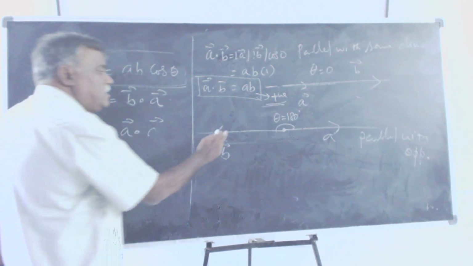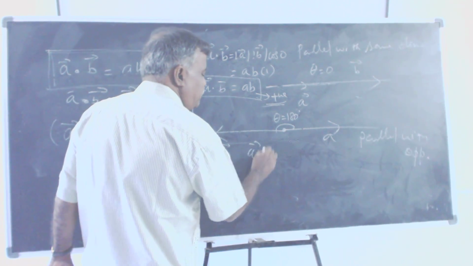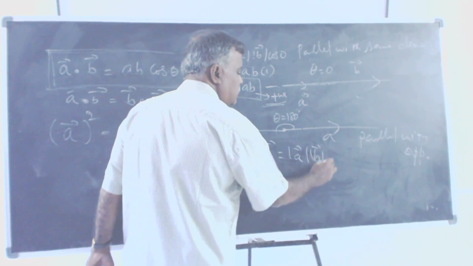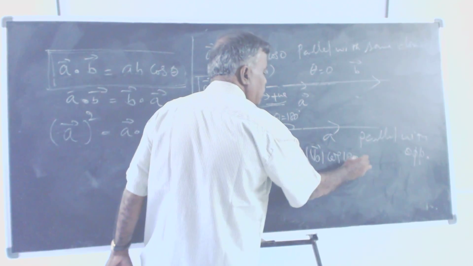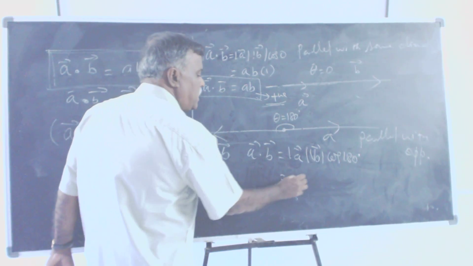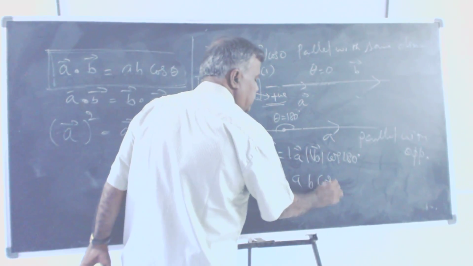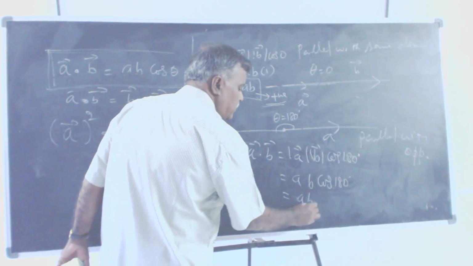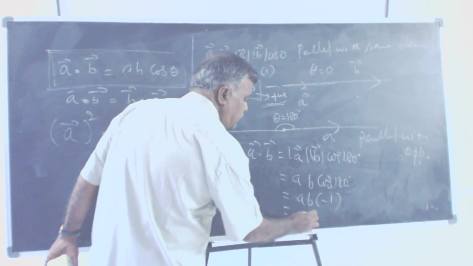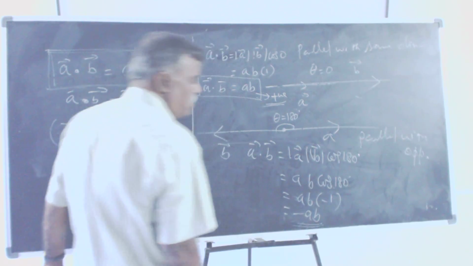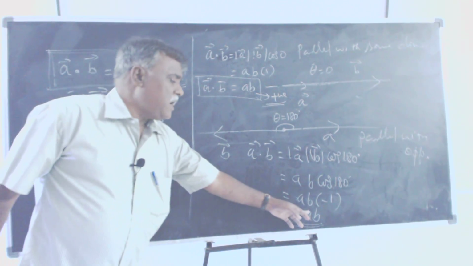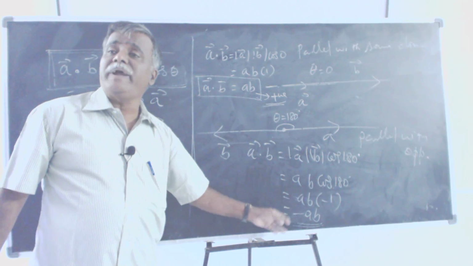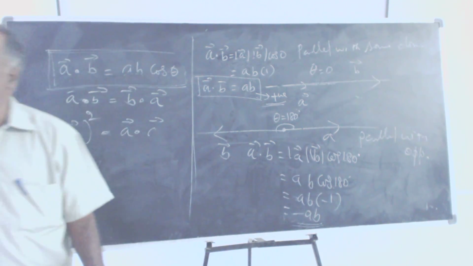Now come to this A dot B. Now A dot B equal to, again by definition, mod A mod B cos 180. Here A B cos 180. Cos 180 value, will anybody tell me? -1. So AB into minus 1, this is minus AB. A positive, B positive, but minus sign is there. Therefore, minus into positive, negative.